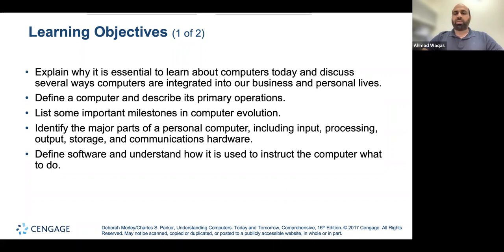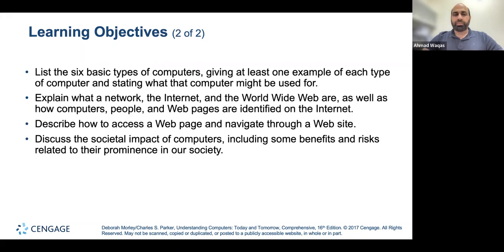Identify the major parts of a personal computer, including input, processing, output, storage, and communication hardware. Define software and understand how it is used to instruct the computer what to do. Students will be able to list the 6 basic types of computers, giving at least one example of each type of computer and stating what the computers might be used for.